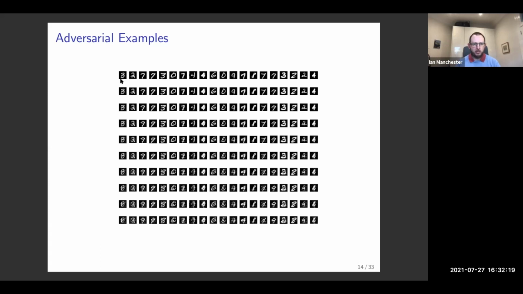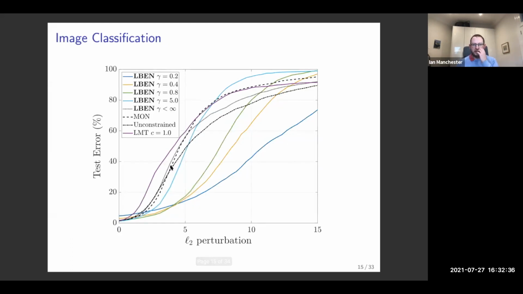Here, in order to get our networks to give the wrong label, it really has to change the image so significantly that it actually does look like another digit. So it's kind of eliminated that extreme sensitivity to small amounts of noise. We can see similar results, or a kind of comparison of robustness, numerically here.